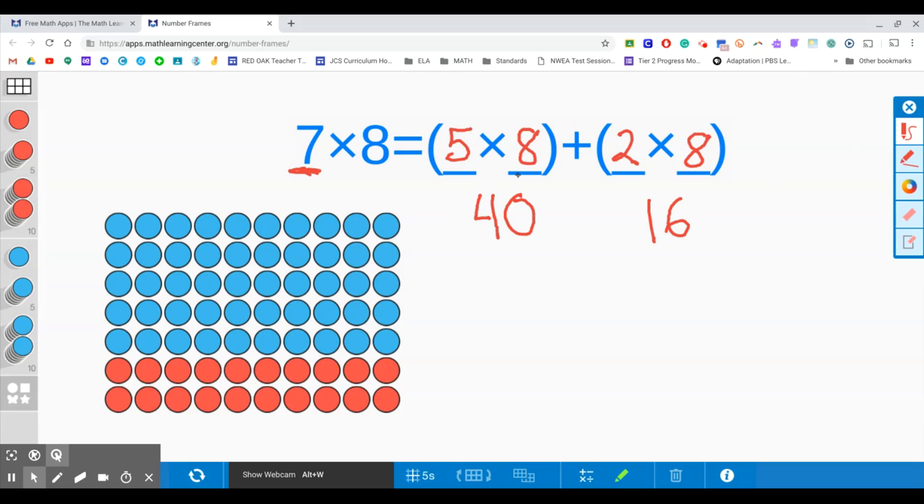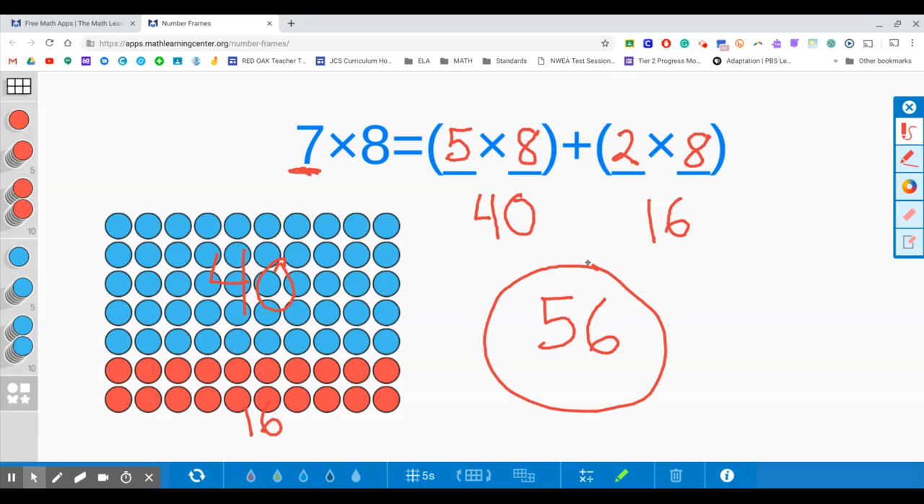I know that 5 times 8 is 40, and 2 times 8 is 16. So I know that there are 40 counters here, and there are 16 counters down here. All I need to do to find out how many there are altogether is add it up. So 40 plus 16 is 56. So I know 7 times 8 is 56.